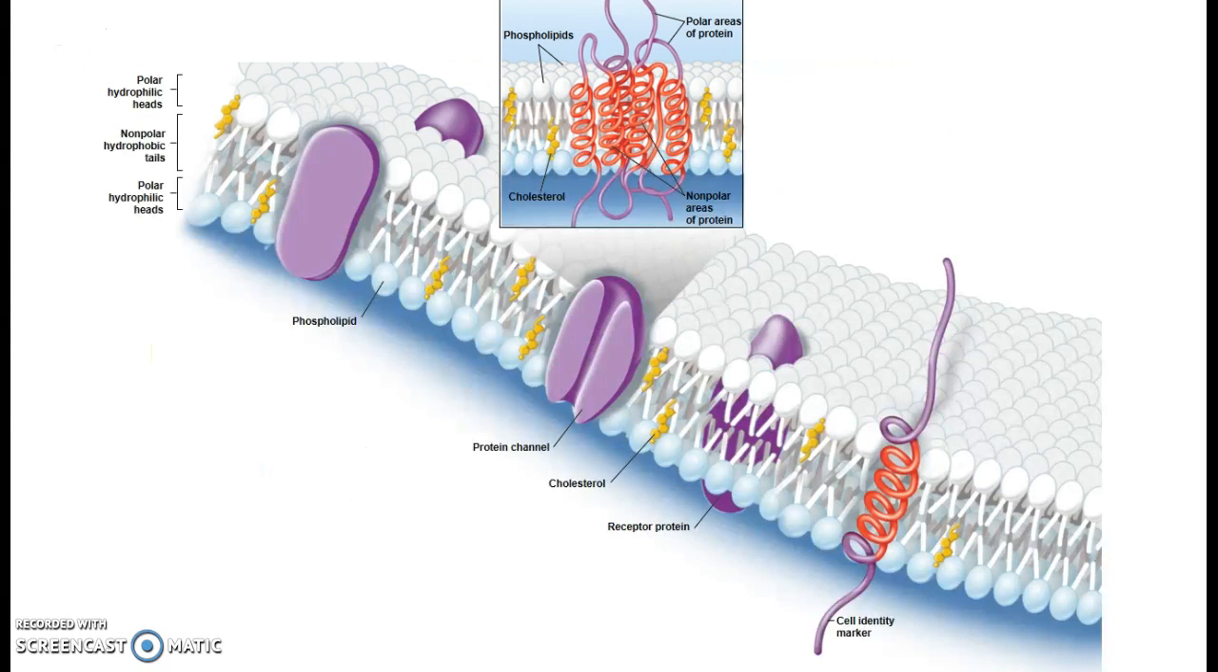So this is just a picture of the plasma membrane with the proteins, and this is the phospholipid bilayer, two layers of phospholipids, a protein channel, and these are cholesterol molecules. And then this is a cell surface protein that acts as a marker.